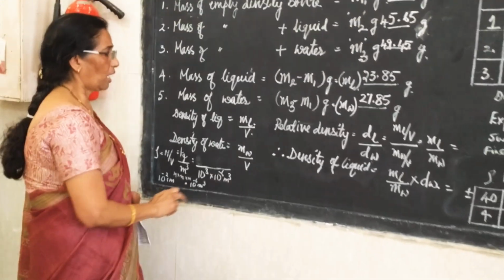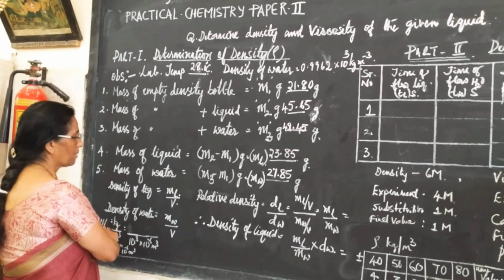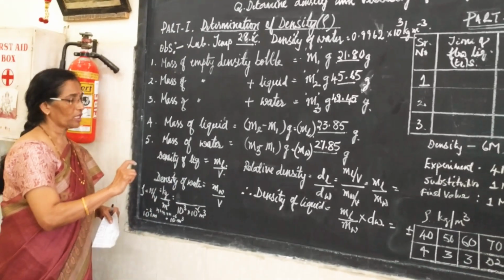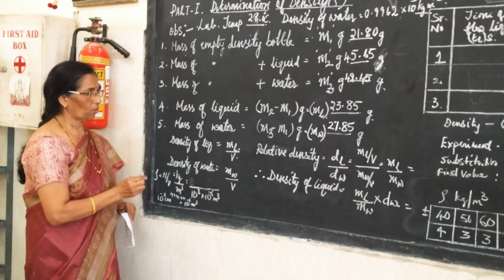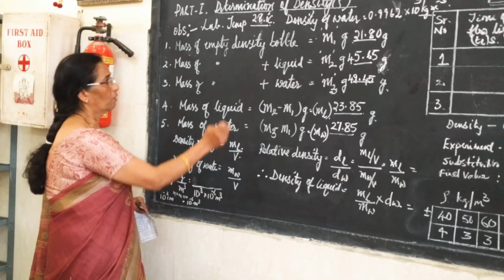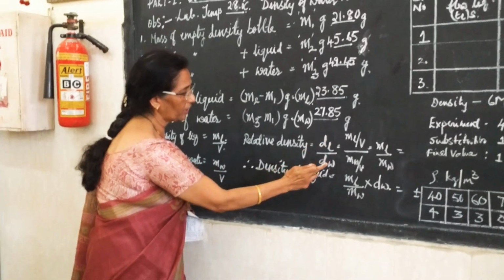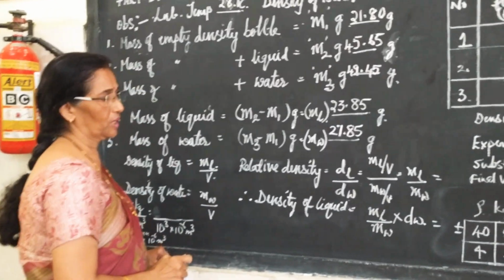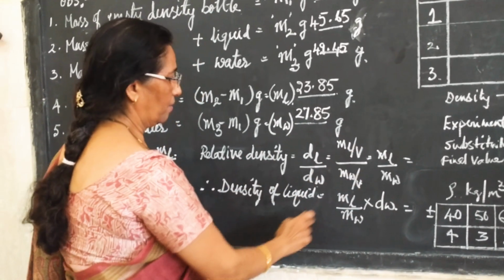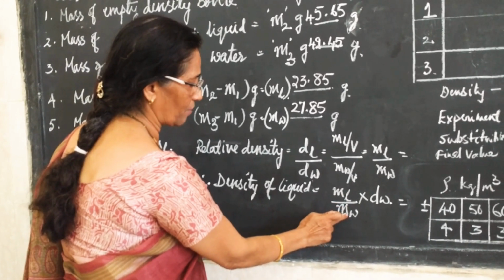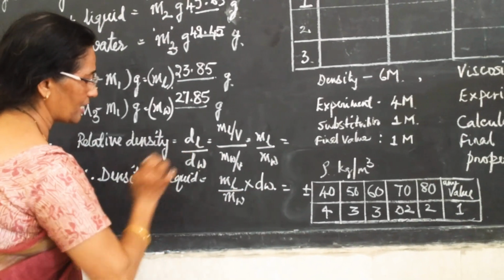Okay. Now, what is relative density? Actually, density is mass upon volume. I need to determine the capacity of that density bottle, which is going to be difficult. Therefore, I do it for liquid and then for water. So my relative density is density of liquid divided by density of water. Since I have taken the same bottle, the volume terms get cancelled, which is nothing but mass of liquid divided by mass of water. I transpose this onto the other side and multiply it by density of water.